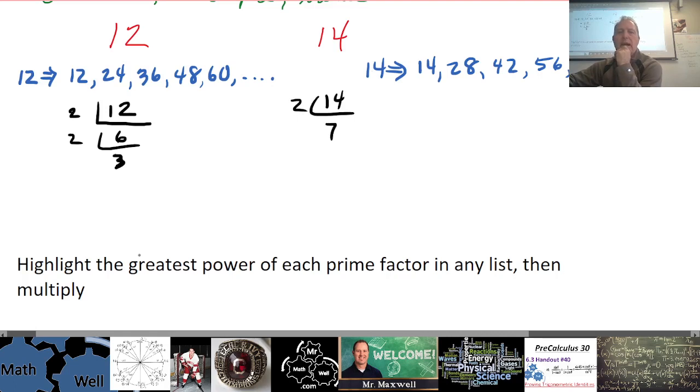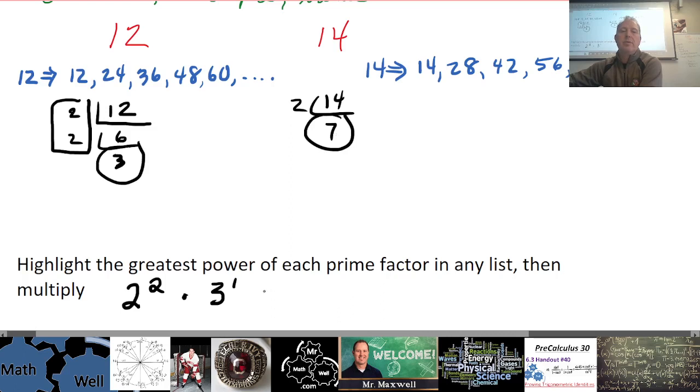So now what it says is highlight the greatest power of each prime factor in any list. So with the 2's, we have a squared in this list. So we have a 2 squared. The 3's, we have a 3 to the power of 1, or just 3. And we have a 7, or 7 to the power of 1.